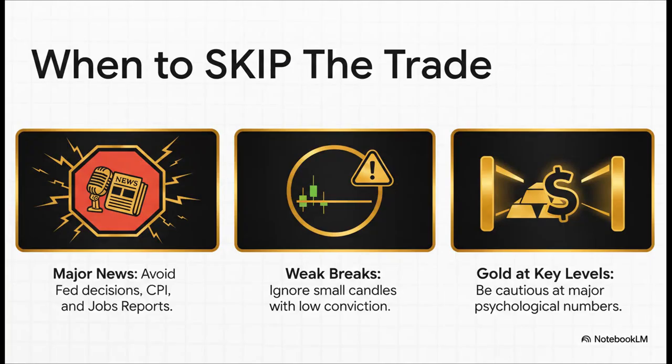First up, major news events. You need to avoid these like the plague. Things like Fed announcements or big jobs reports can just throw everything into chaos and break that nice, clean correlation. Second, like we just talked about, ignore those weak breaks on the DXY. They're sucker bets. And third, be really careful if gold itself is parked right at a huge psychological number. Those big round numbers have their own kind of gravity, and they can sometimes overpower what the dollar is doing.